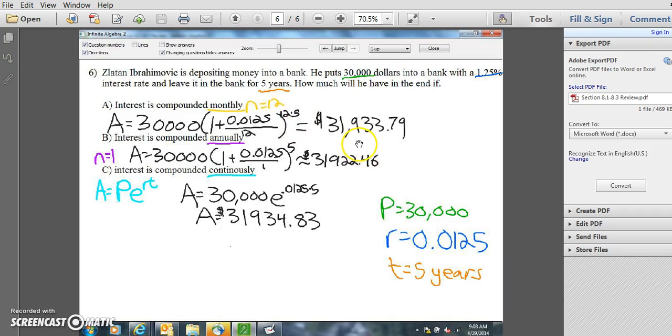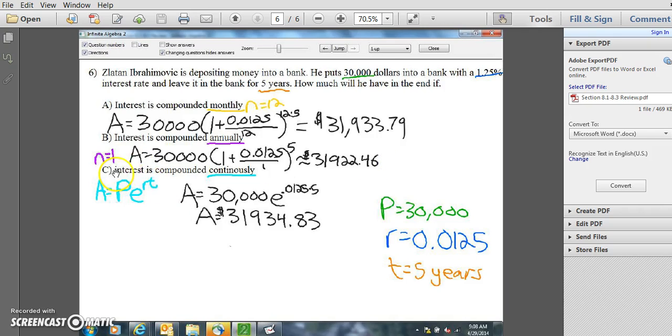And you get $31,932.79. Rounded to 2 decimal places, please. It's money. Annually, n equals 1. You put that 1 in there. Do the same thing. $31,922.46. Which makes sense, the more times you compound your interest monthly versus annually, the first one should be greater than the second one.